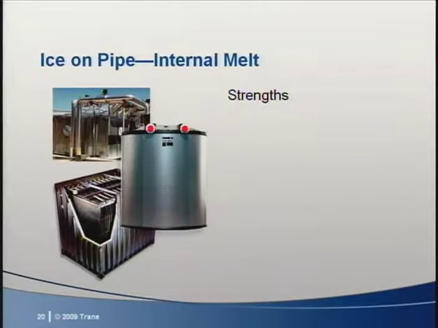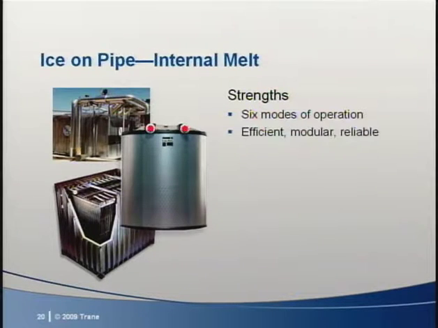So why are ice on pipe internal melt systems so popular? It's because they provide all 6 modes, which in turn provide operation flexibility for the building operator, and they easily adapt to traditional chilled water systems, making the design process familiar. Additionally, internal melt systems have a managed flow path, so performance data is cataloged, and factory assembly assures consistent quality and long-term operational success.